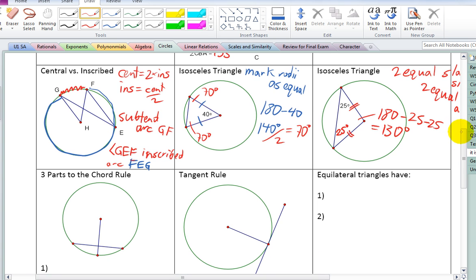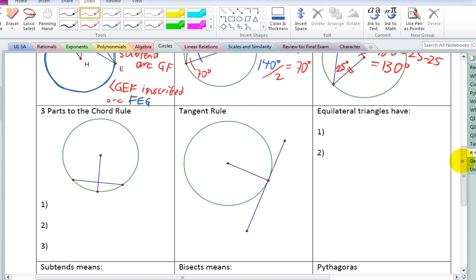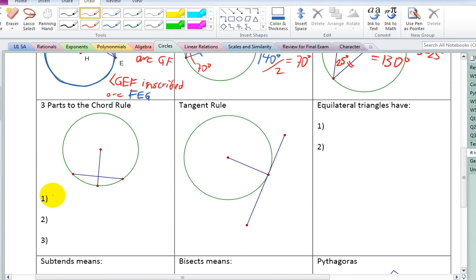Okay. We looked at 3 parts to the chord theory. So you must have a line from center. This line from center is called a radius or a diameter. That's important to know because I can get you to find area or circumference. Right, Kevin?